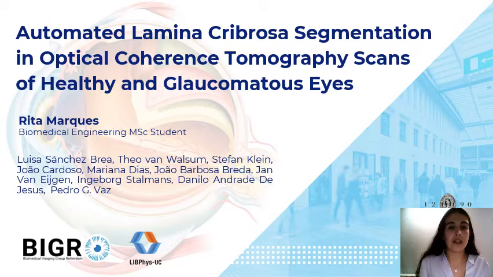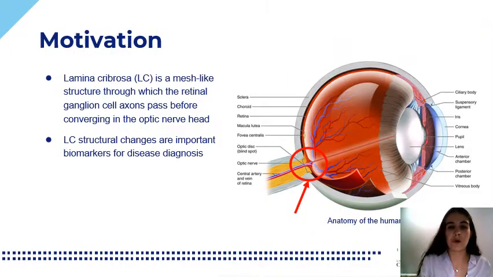Now, let me tell you a little bit more about the motivation behind my work first. The lamina cribrosa is a mesh-like structure through which the retinal ganglion cell axons pass before converging in the optic nerve head. The lamina cribrosa is anatomically located in a weak spot prone to mechanical strain and that is easily deformed. This deformation will compromise nutrient transport and tissue remodeling. So it's only natural that these structural changes are the first ones to happen in disease development, which has already been verified by several studies.